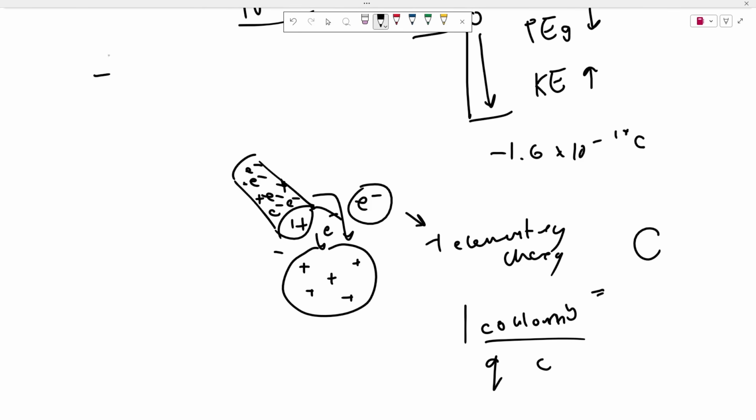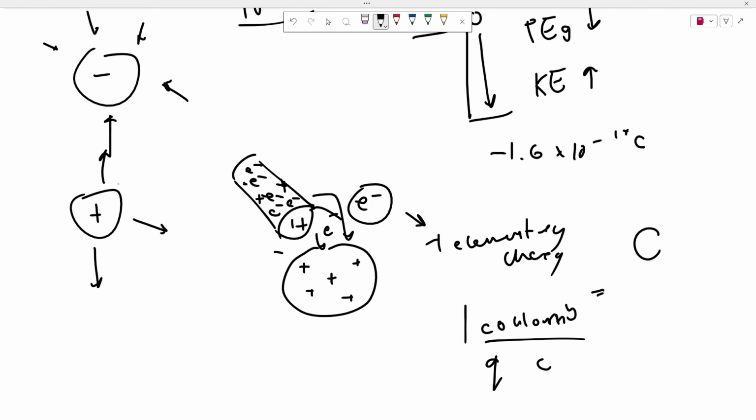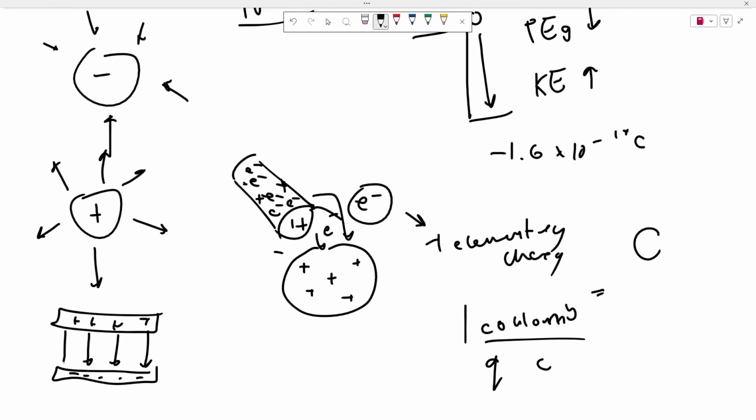If you have a negatively charged object, the electric field is going to be towards the center of it, pointing inwards. If you have a positively charged object, the electric field is going to be outwards from it. What that means is if you have a positively charged plate and a negatively charged plate, the force is going to be from the positive end to the negative end, okay?